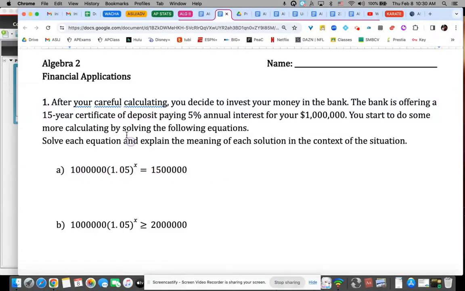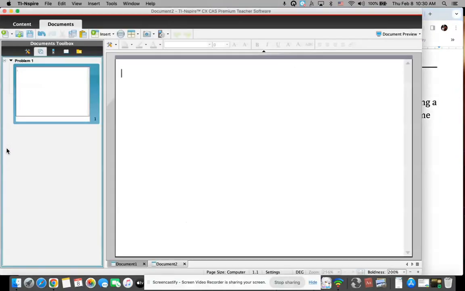You can see this first equation. This is coming off of a warm-up problem we did, where you get $1 million and then you invest your $1 million. I want to know how long it's going to take, if I get 5% per year, to reach 1.5 million. So I'm going to gain $500,000. Okay, so let's graph it out. I got $1 million and then I'm gaining 5%.